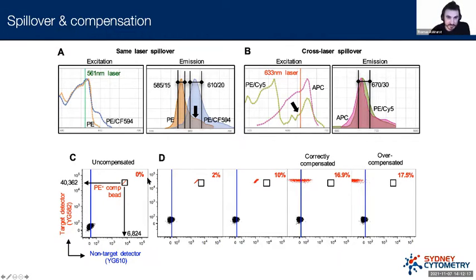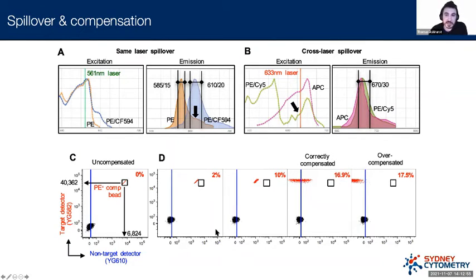So if we apply a compensation matrix and the value that we're applying to this pair of detectors, we can correct the signal. If we apply a small amount of compensation, then this signal starts to get moved out of the non-target detector on the x-axis, whilst keeping its position in its primary detector on the y-axis. So at 2%, it's moved a bit to the left. At 10%, it's moved a bit further. At 16.9%, it's been corrected. It's been taken from spilling over, appearing in both detectors, and removed from the non-target detector. And that's where it ends up there.